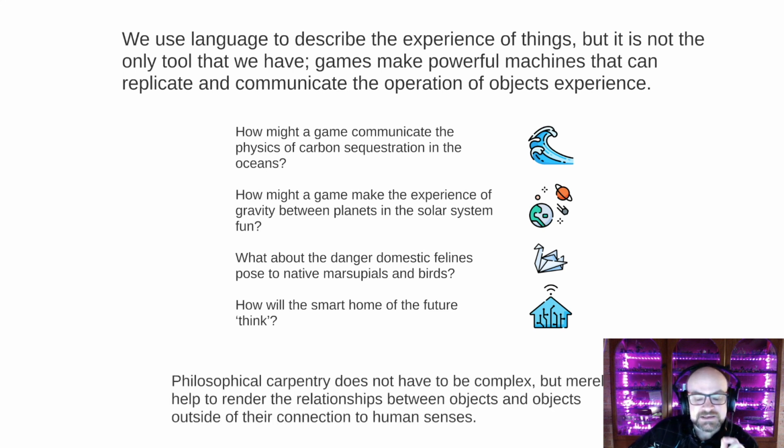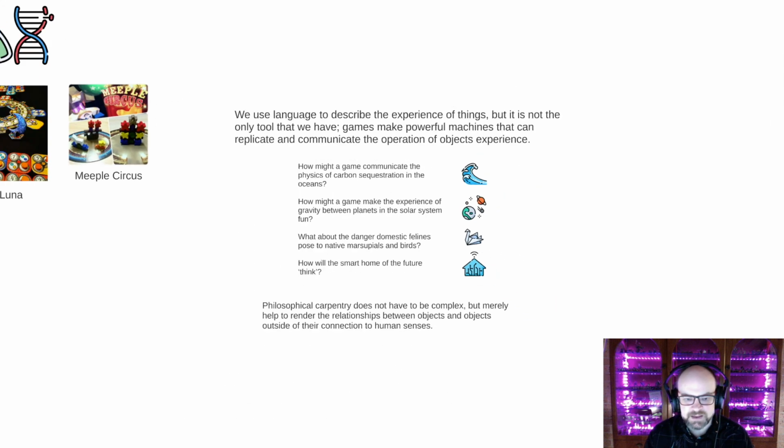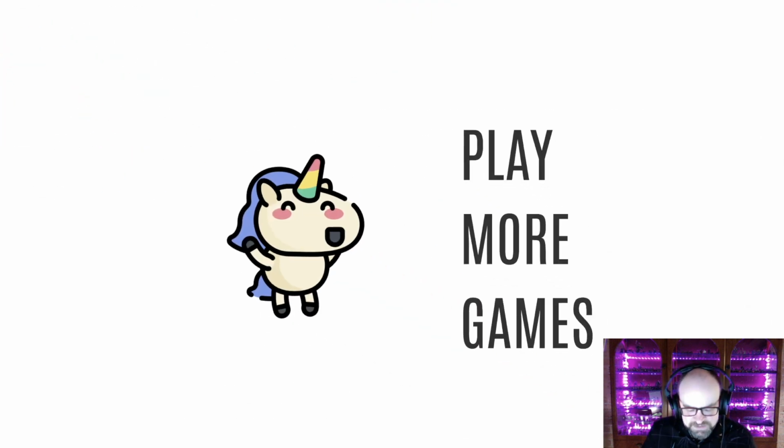Philosophical carpentry does not have to be complex. Please keep that in mind. I think the Meeple balancing is a great idea. It's a very simple idea of different shapes balancing on top of one another. But they merely have to help to render the relationship between objects and objects outside of their connection to human senses. That's where I think that they're most effective. And you can put Photoshop into that category.